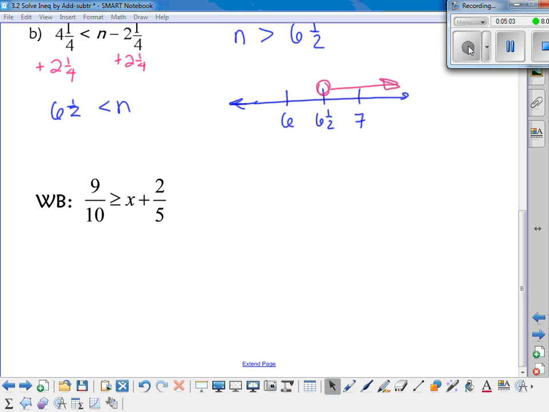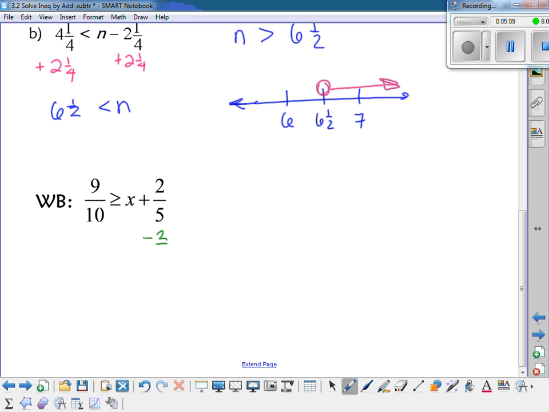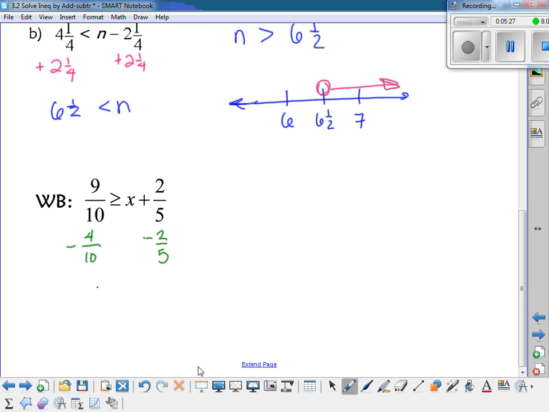Alright, so to get the x alone, you needed to subtract 2/5 from both sides. And if I want to make 2/5 into tenths, 5 goes into 10 2 times, and 2 times 2 is 4, so I'm going to be subtracting 4/10. So 9/10 minus 4/10, I'm left with 5/10 is greater than or equal to x.